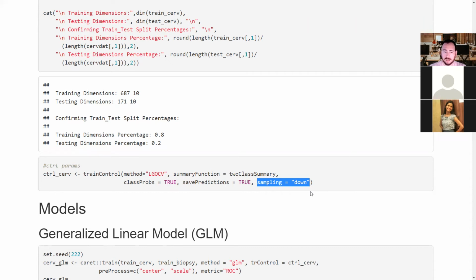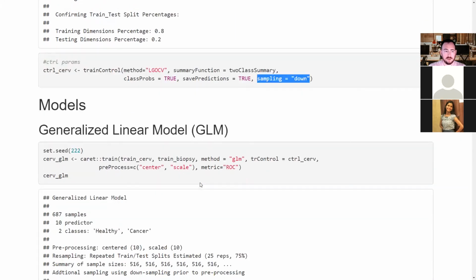From here, I'm going to say this last thing, that in looking at our first introductory model, we look to the generalized linear model, which we can liken to logistic regression, where it takes in a train function. We put in our train set, our train target. GLM is our method. We assign those train control parameters, which I mentioned above. We pre-process it by centering and scaling. And of course, we use that metric of ROC, which we're interested in. And from here, Kiran will explain further. Please take it away. Yeah, thank you, Leon.